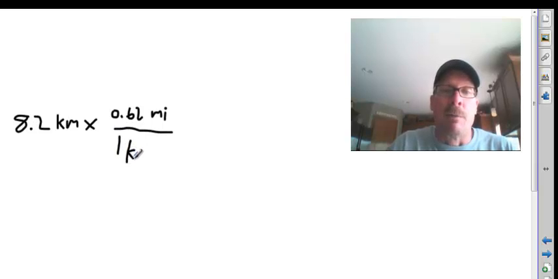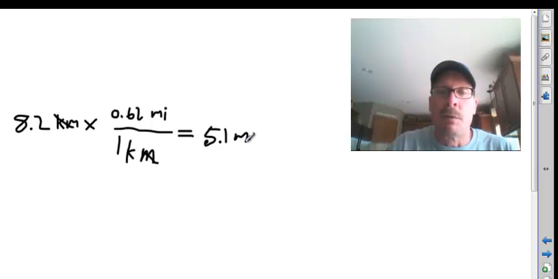So, previewing our dimensional analysis discussion, oops, my pen just went a little goofy. I wrote in the units so I could see that if I cancel this out, the only units I have left are miles, and then I just do the math. 8.2 times 0.62 over 1 is 5.1 miles.